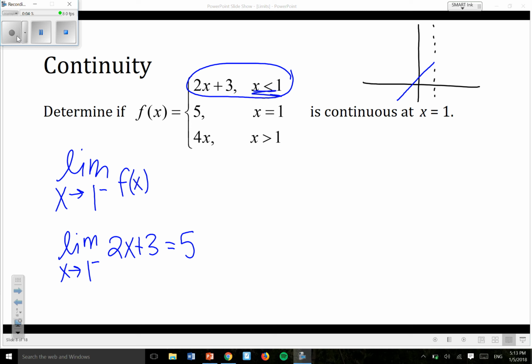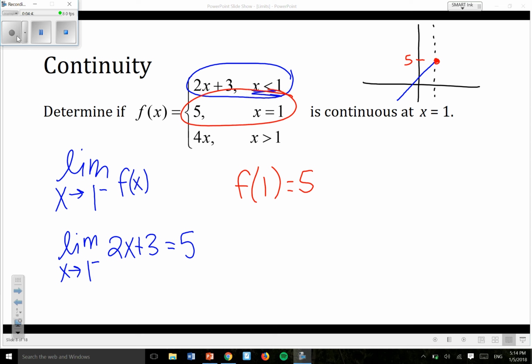Now let's do the next piece. Let's look at our function value, one of the other pieces. We need to figure out what our function actually is at 1. I'm looking at that piece. We know that our function value is actually defined at 5 as well. So my limit as I approach from the left is 5, my function value is 5.